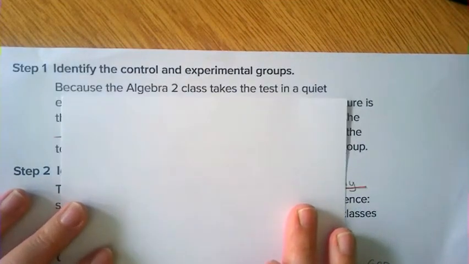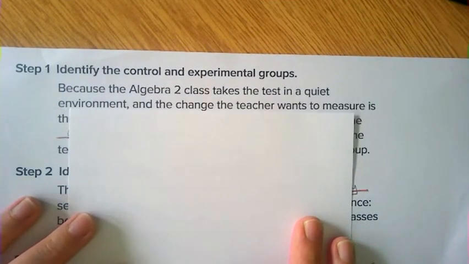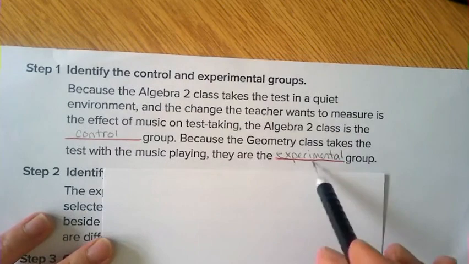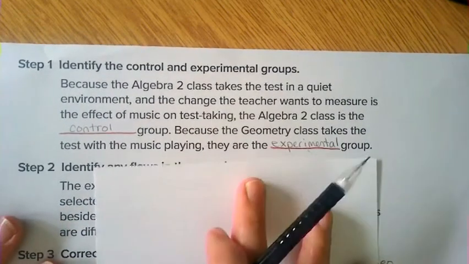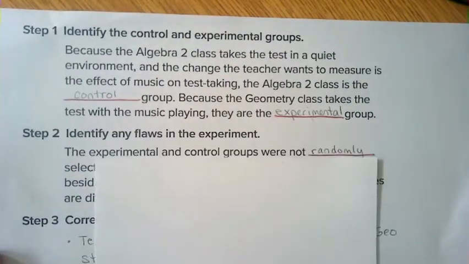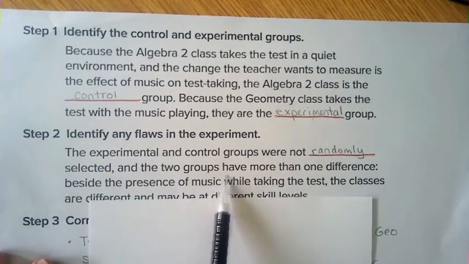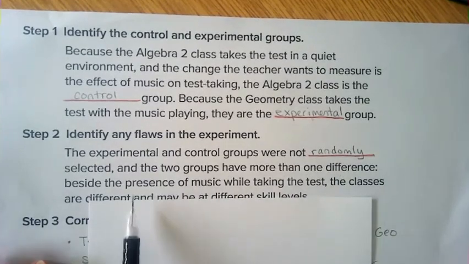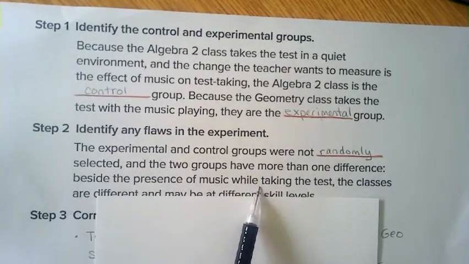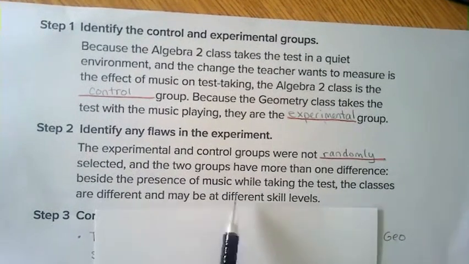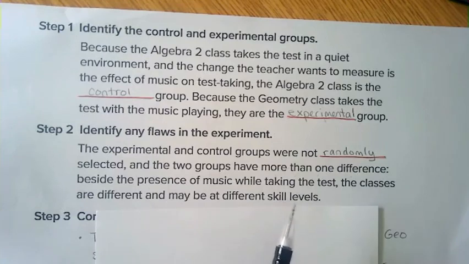So, step one, identify your different types of groups. So, your control group is going to be the Algebra 2 class that was in a quiet room. And then the geometry class will end up being your experimental group because they are the people that had the music playing. Identify any flaws. Did she randomly select these people? So, she has to be able to randomly select them. Also, the two groups have more than one difference. Besides having the presence of music, everything else should be the same. So the content is different, geometry and algebra 2. And then also, you've got people at different skill levels, right? So you've got A students with F students, B students with D students, etc.